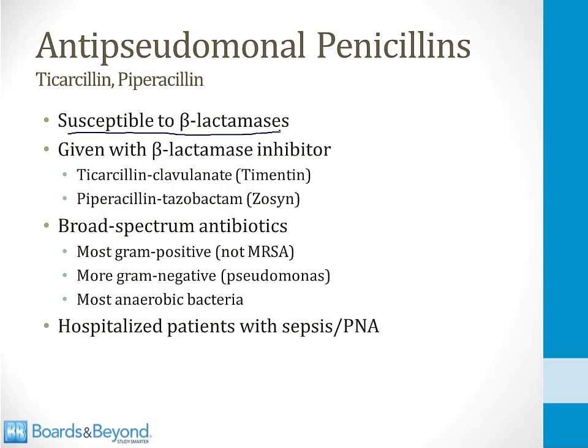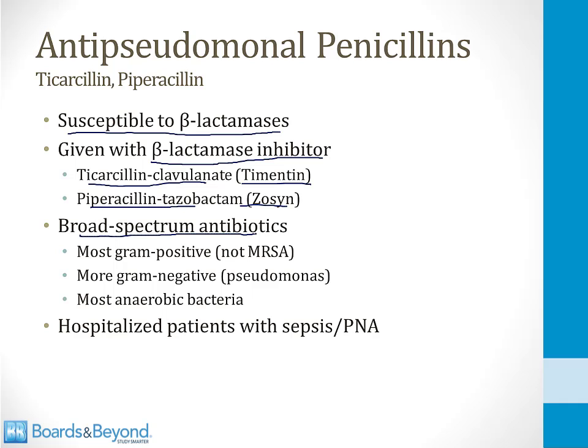So because these drugs are able to penetrate lots of gram-negative bacteria, but they are susceptible to beta-lactamases, they're often given together with a beta-lactamase inhibitor. Once you combine one of these drugs with a beta-lactamase inhibitor, you now have a very powerful drug because it can penetrate most gram-negative bacteria and it resists beta-lactamase enzymes. So ticarcillin is sold with clavulanic acid, that's called Timentin, and piperacillin is sold with tazobactam, that's called Zosyn.